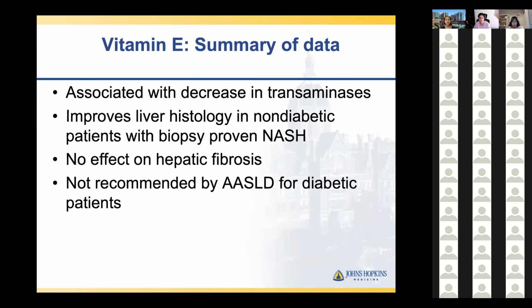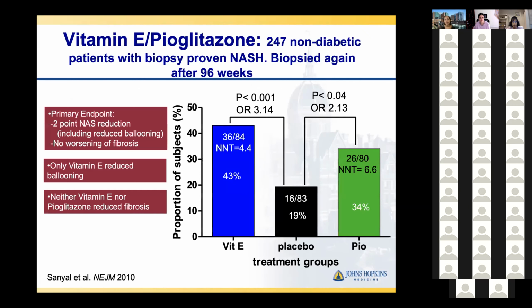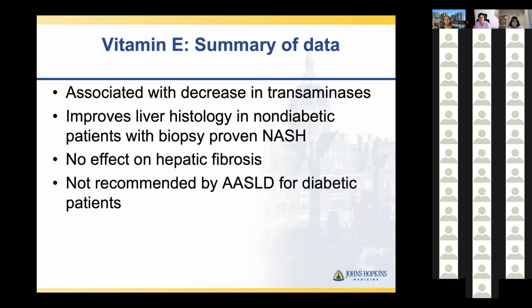So this is just the summary associated with decrease in inflammation, which we see as decrease in transaminases, no effect on hepatic fibrosis. And it's actually not recommended by the Liver Society, the AASLD, for diabetic patients, because they were excluded from that clinical trial.